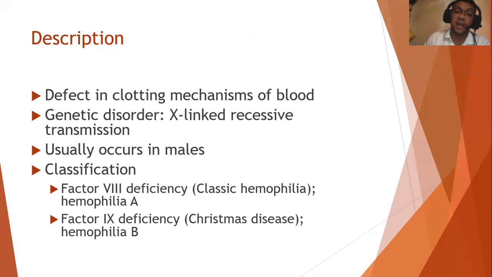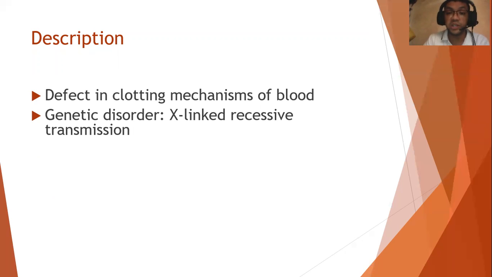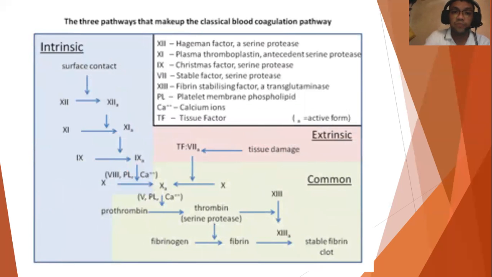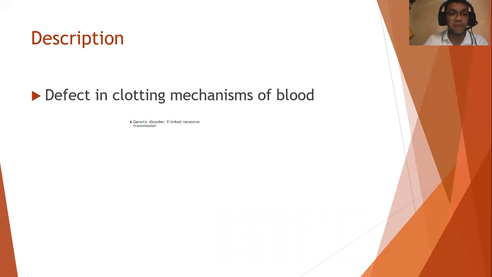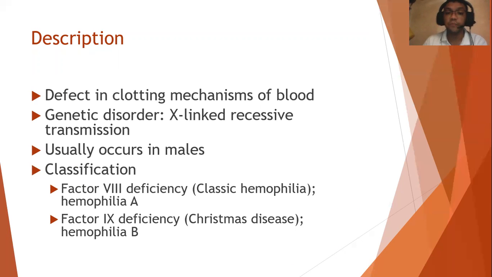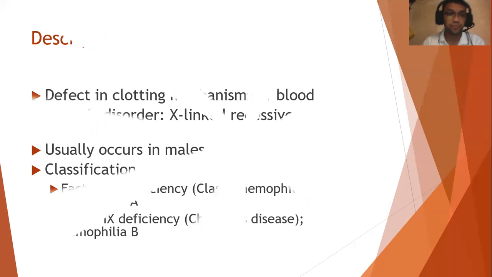And factor 9 deficiency, known as the Christmas disease. Because as you can see here from this table, factor 9 is known as the Christmas factor. That's the name of the factor. That's why it's also termed as the Christmas disease or also hemophilia B.